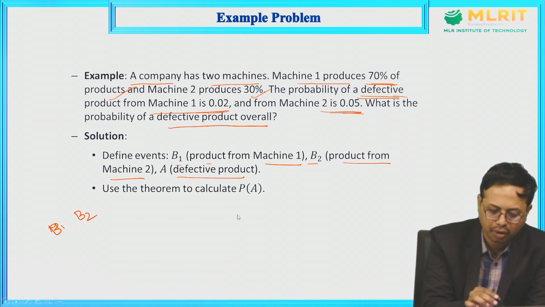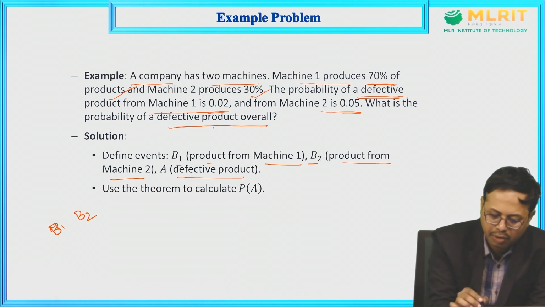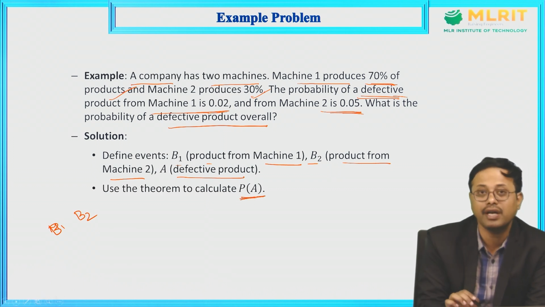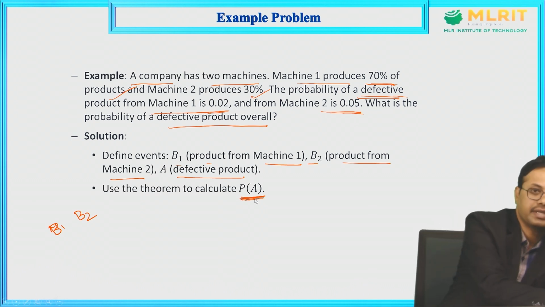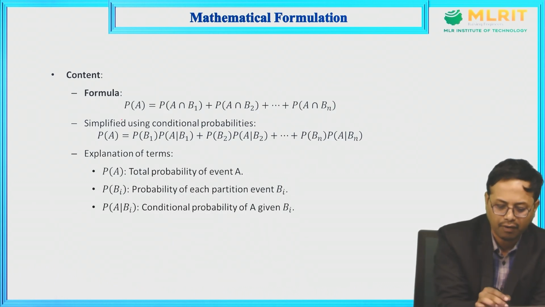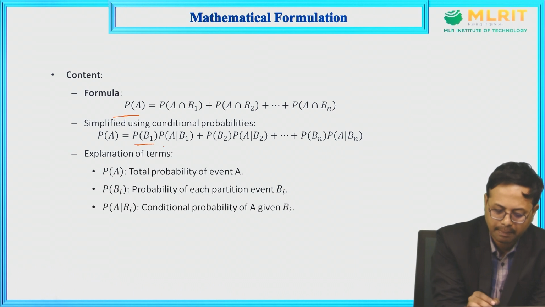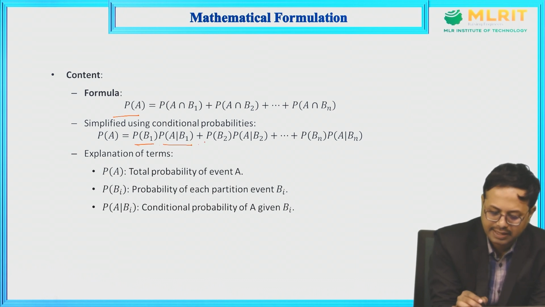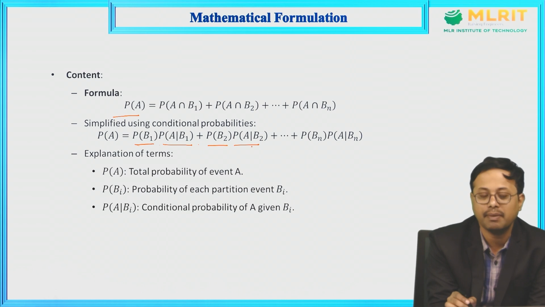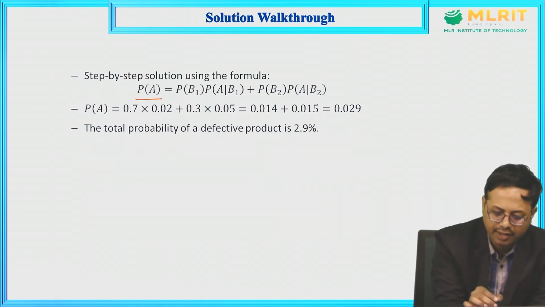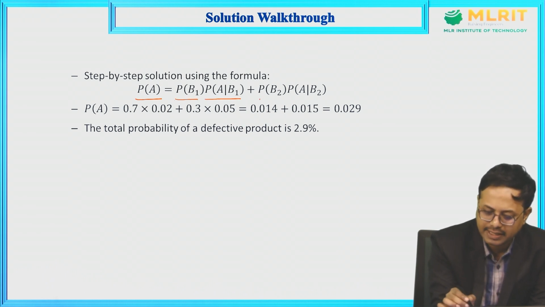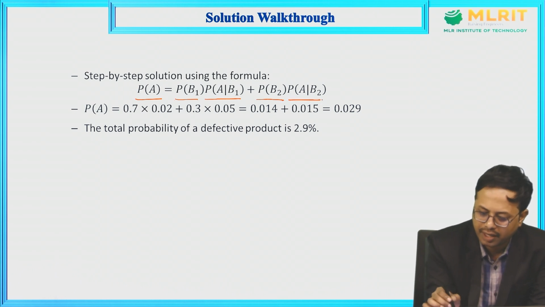What do we want to calculate? The probability of a defective product overall. We want to calculate the defective product, which we represent with the event A, so P of A. What is the definition? In the previous slide we discussed P of A is equal to P of B1 into P of A by B1 plus P of B2 into P of A by B2. We have only two machines, so use that formula: P of A equals P of B1 into P of A by B1 plus P of B2 into P of A by B2.